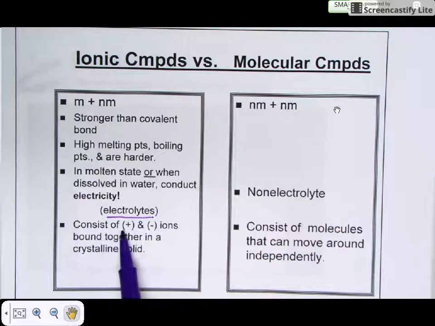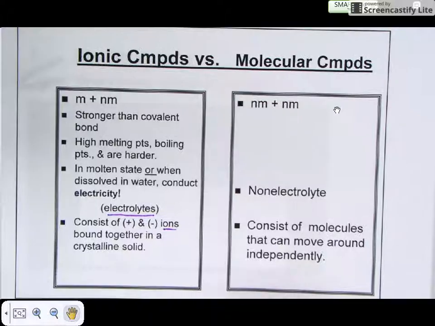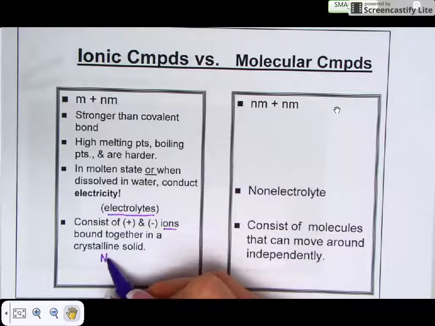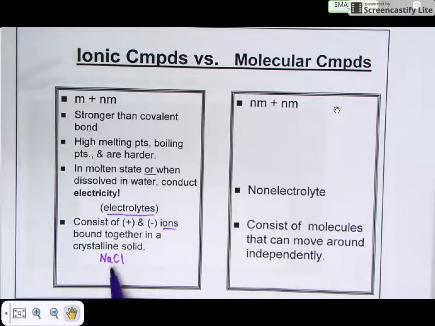Ionic compounds consist of positive and negative ions. That's the word ionic implies there's ions there. And remember, we have cations and anions. And they're bound together in a crystalline solid. Think about the most common ionic compound, table salt, NaCl, sodium chloride. It's a white crystalline solid at room temperature, and if you dissolve it in water, it will conduct electricity.